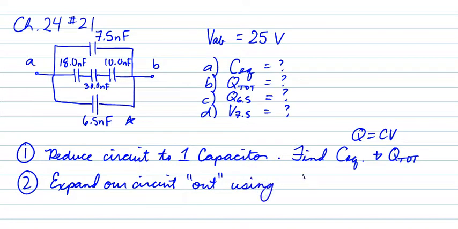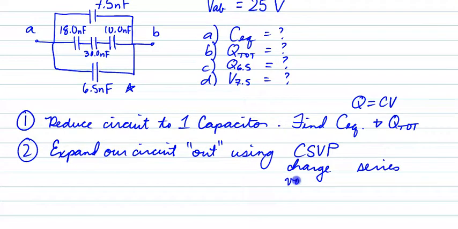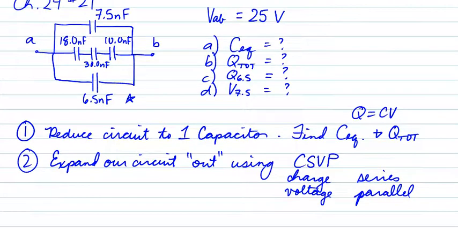using what I like to call CSVP. Basically what this means is that charge is conserved in series branches and voltage is conserved in parallel branches. And we'll see how to apply this to the circuit of problem number 21.